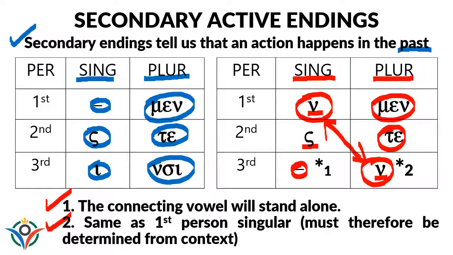As you can see, there are one or two similarities here between the primary active and secondary active endings. The first similarity is that both the second person singulars are sigma, and the first person and second person plurals are men and te. So there's only 3 new endings to learn: the first person singular, the nu; the third person singular, which actually isn't an ending, so that's helpful; and then the third person plural, which is also new. I want to encourage you to get familiar with the secondary active endings and learn them off by heart.